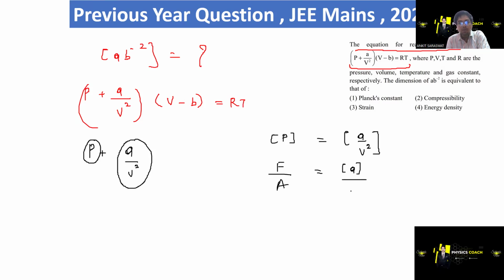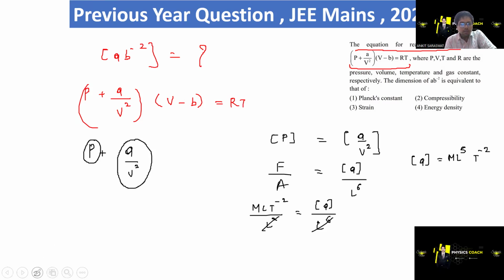Dimension of a: volume is L³, so V² is L⁶. Force is mass into acceleration. Acceleration is velocity by time, and velocity is displacement by time, so acceleration is LT⁻². Area is L². So the dimension of a will be how much? The dimension of a comes out to be ML⁵T⁻².